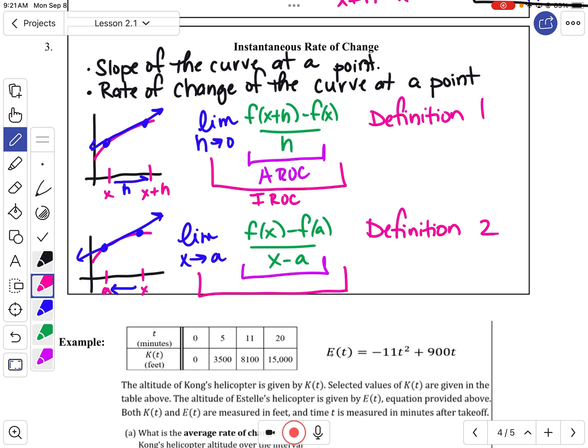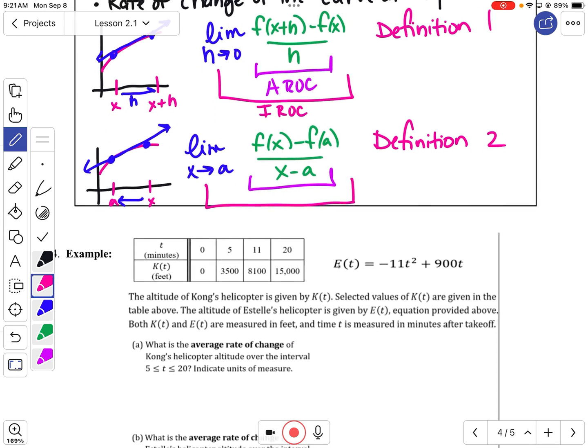Okay. This might be good to put on your reference page, your red reference sheet if you've got one, all right, that you're working on. All right, so let me show you some examples, okay?